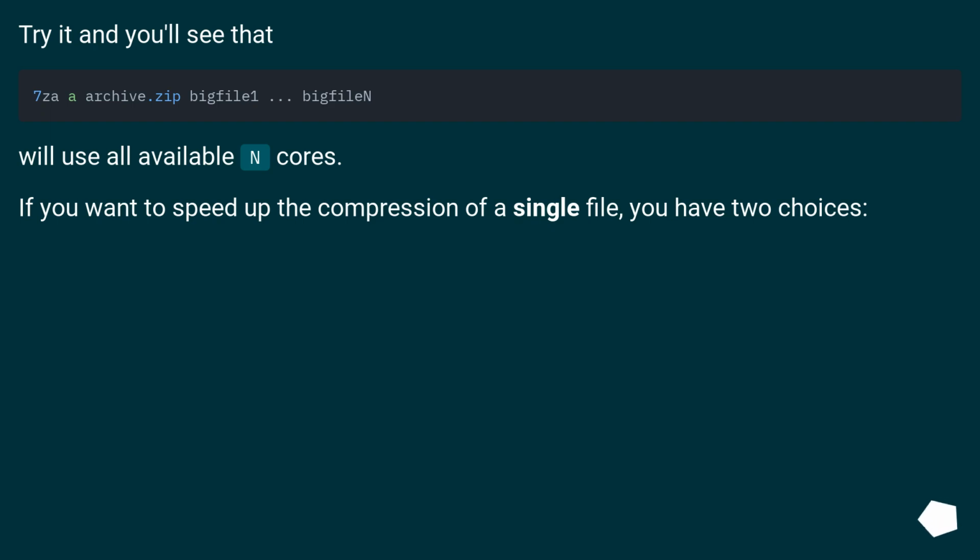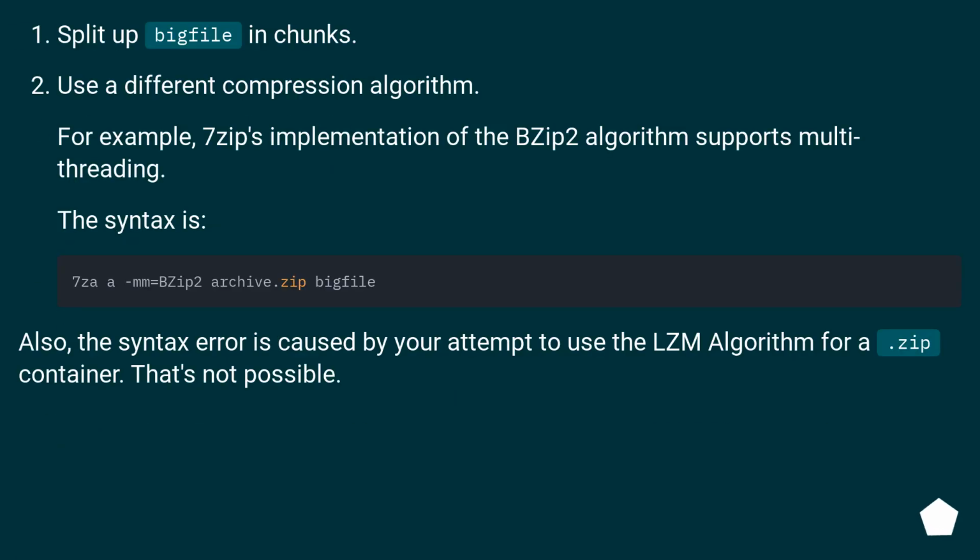Try it and you'll see that. It will use all available N cores. If you want to speed up the compression of a single file, you have two choices. Split up the big file in chunks, or use a different compression algorithm. For example, 7-Zip's implementation of the bzip2 algorithm supports multi-threading. The syntax is.